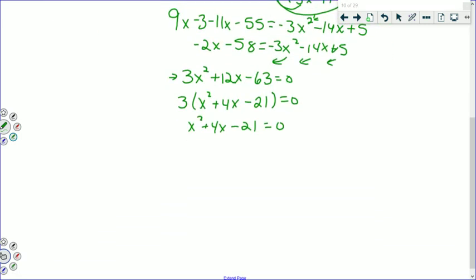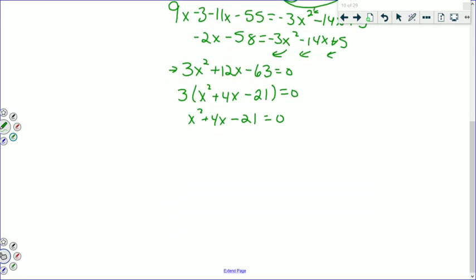All right, so from here, we then factor. Are there two numbers that multiply to be negative 21 that add to be 4? There are. It's 7 and negative 3. So x plus 7 times x minus 3 equals 0. Then x plus 7 equals 0. X minus 3 equals 0. X equals negative 7. X equals positive 3. Okay?